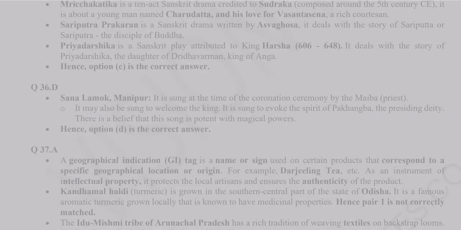Mrichchhakatika is a 10-act Sanskrit drama credited to Shudraka, composed around the 5th century CE. It is about a young man named Charudatta and his love for Vasantasena, a rich courtesan.